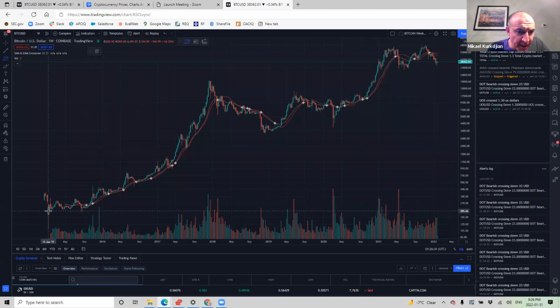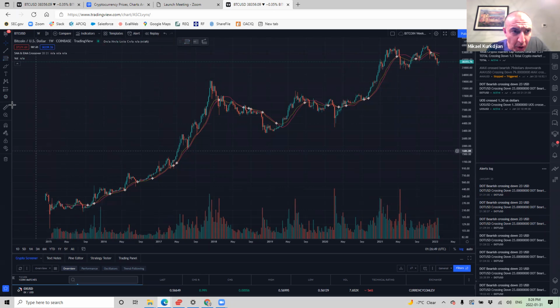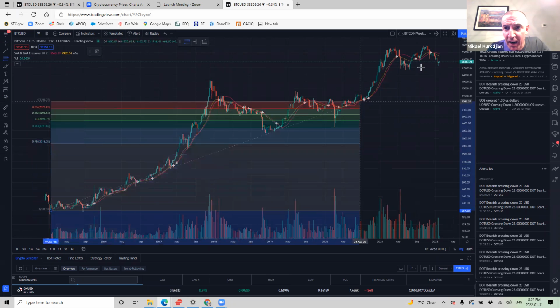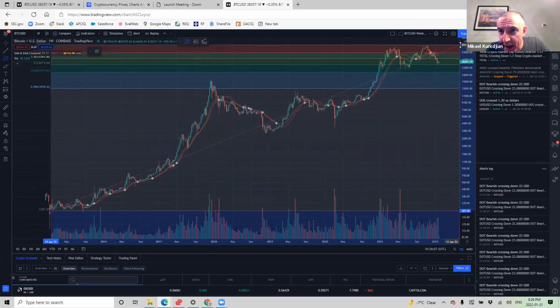The best way to do it is to try and find where it had formed a resistance or support line. Over here, we see that there's this line. So this is where I'm going to start setting my Fibonacci sequence, starting from here and going all the way up to the top of my chart, right over here. And then I will let this stop.